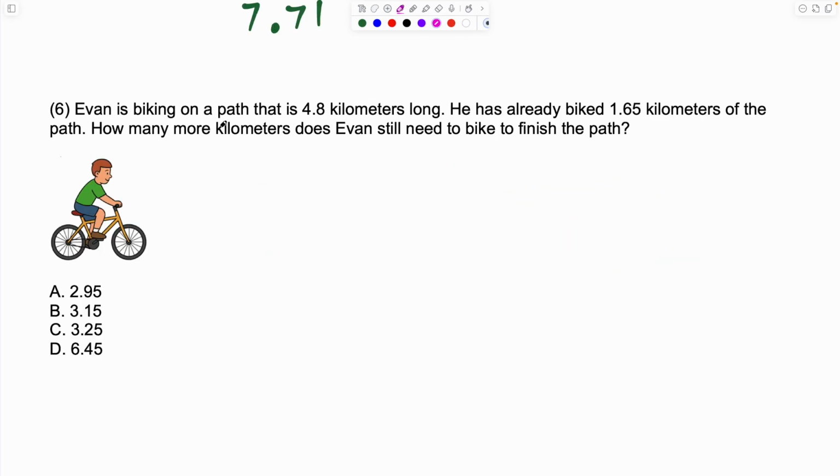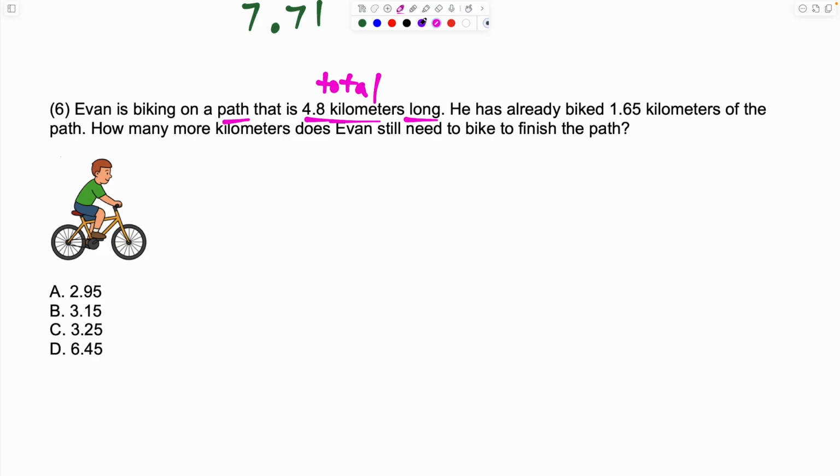Question 6, Evan is biking on a path that is 4.8 kilometers long. He has already biked 1.65 kilometers of the path. How many more kilometers does Evan still need to bike to finish the path? So for this one, they tell us in the beginning that the path is 4.8 kilometers long. So this is the total, the total length of the path.